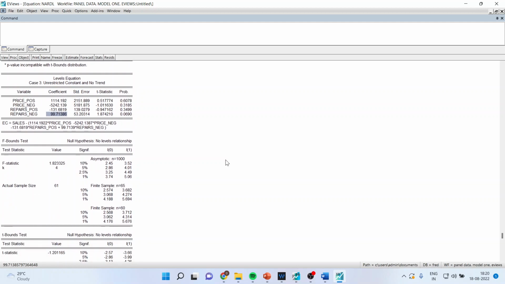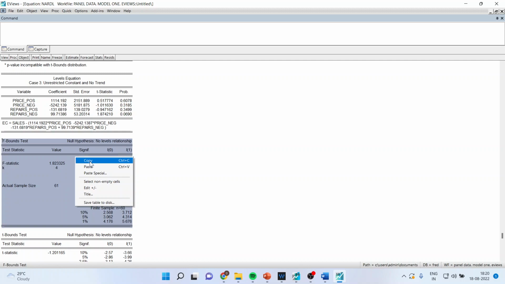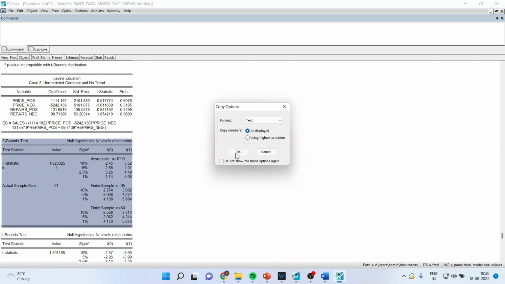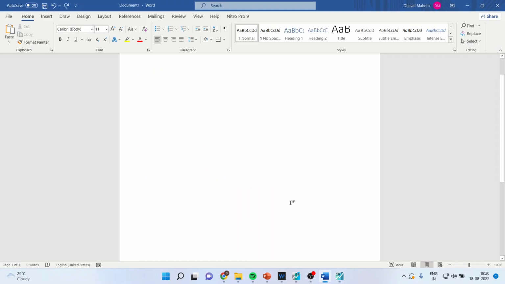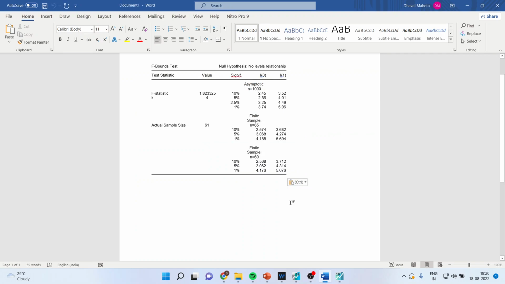Now, you will have to go further and interpret this part also. So I'll copy this and take it into the Word file. And here you will have to see the F statistics. This value you will have to compare with I0 and I1, this one.